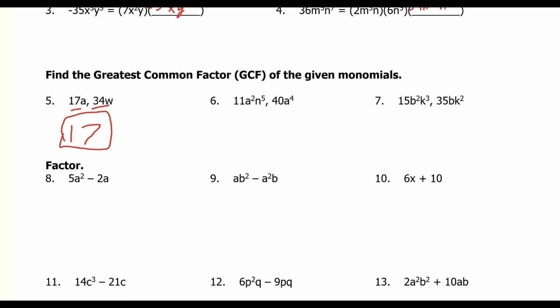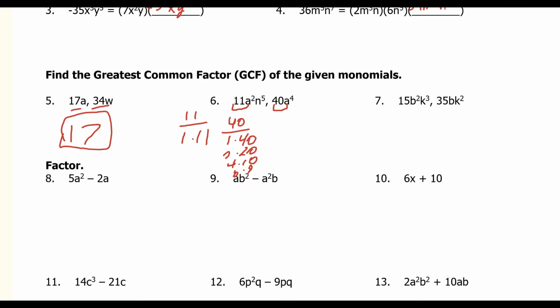Alright? Now, on number 6, you'll notice 11 and 40. There is nothing that will go into both 11 and 40. Here, if we come over here to the side and we go 11 and break it apart, we go 1 times 11, and that one's done. And then we can look at 40, and that doesn't break apart. We got 1 times 40, 2 times 20, 4 times 10, 5 times 8, right? None of those match anything over here other than the 1. That's useless to us. Alright?